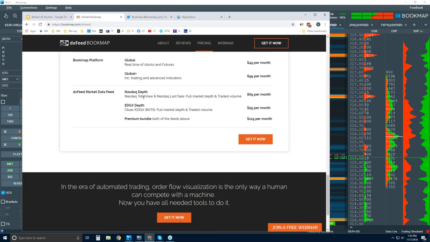So this is what you need to do in order to get Bookmap. First, you need to subscribe to Bookmap, and there's two different versions available, Global and Global Plus. Global Plus is the one that has the add-on indicators like that iceberg detector that I was showing you. And in fact, that gave us some good insight.